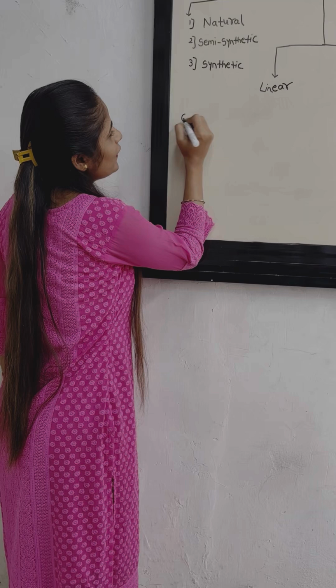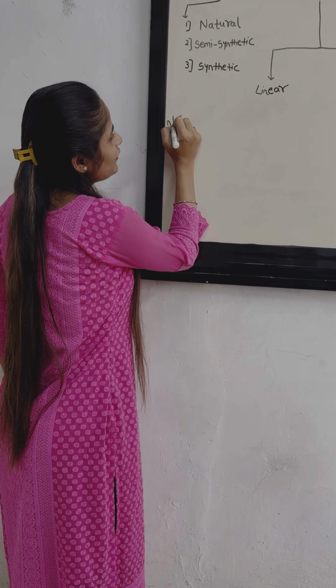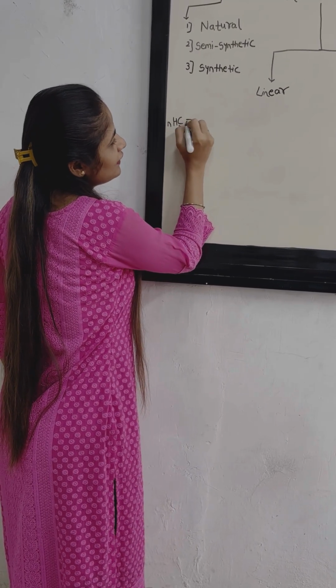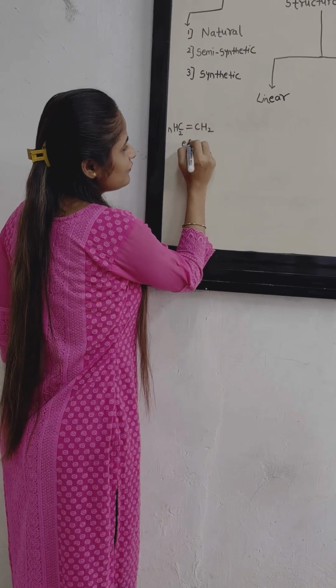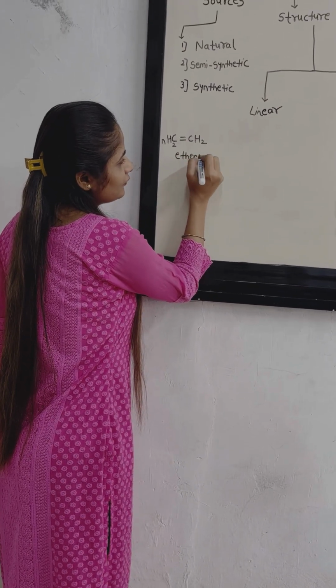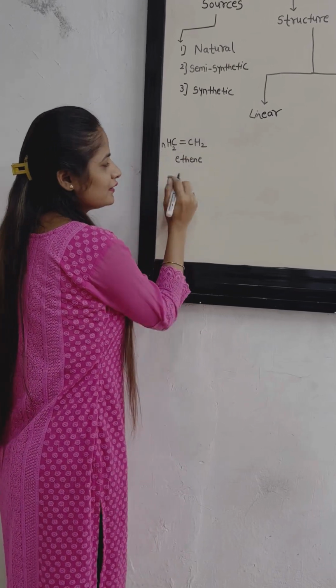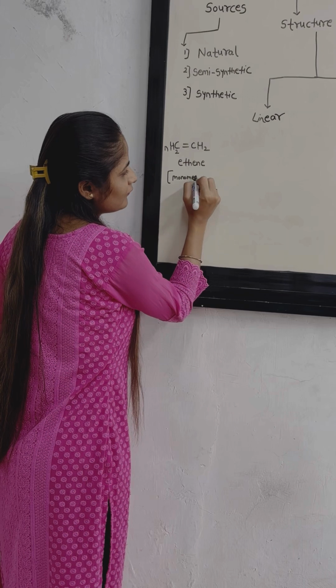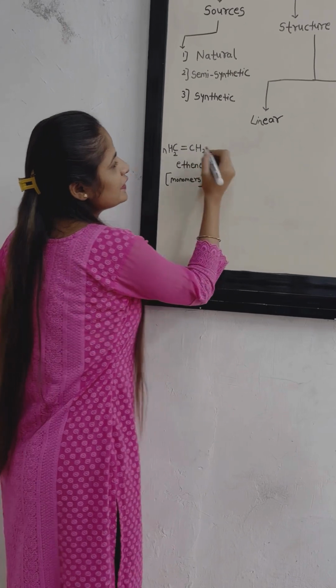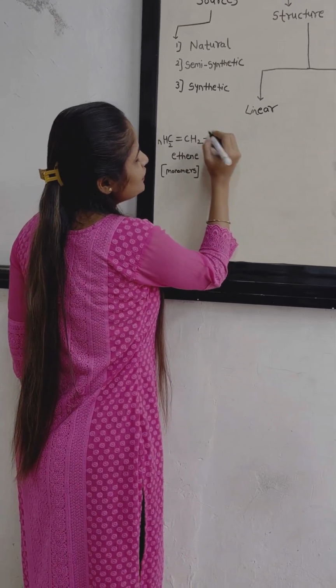So here we have to write ethene. We know the molecular formula of ethene is CH2 double bond CH2. Okay, so it is ethene. Ethene is used as the monomer, which undergoes the polymerization reaction.